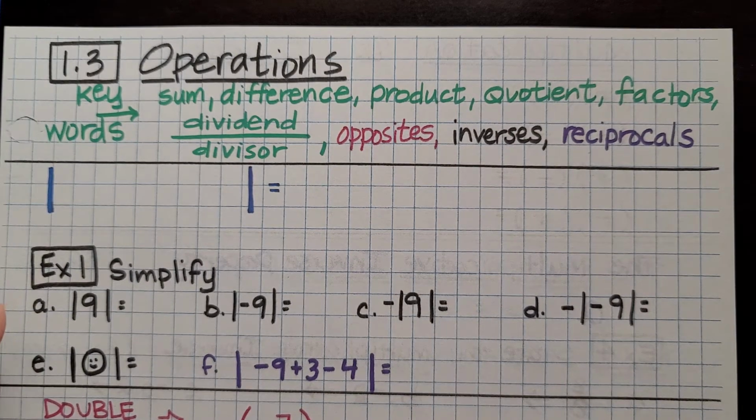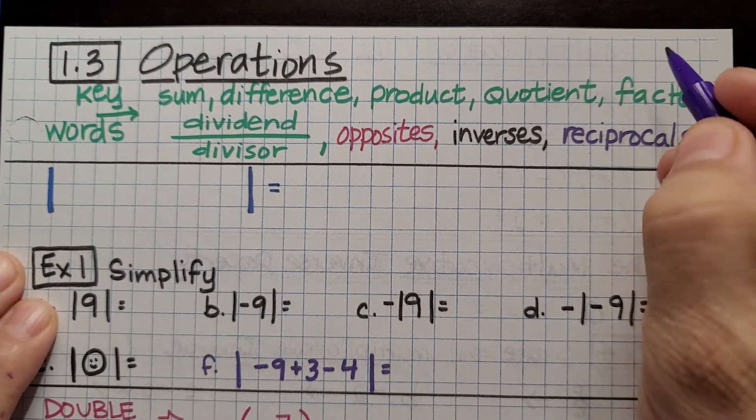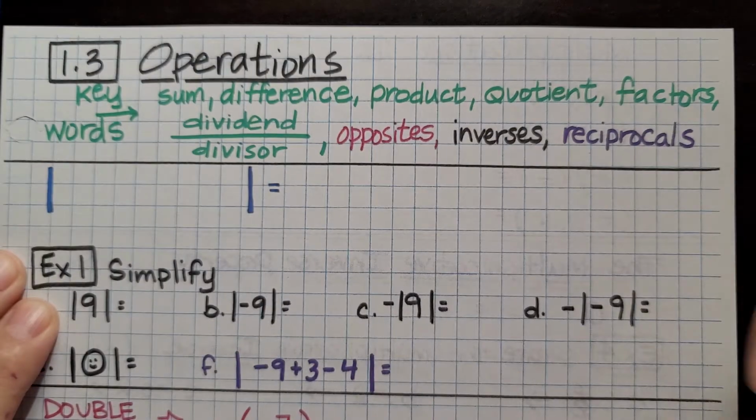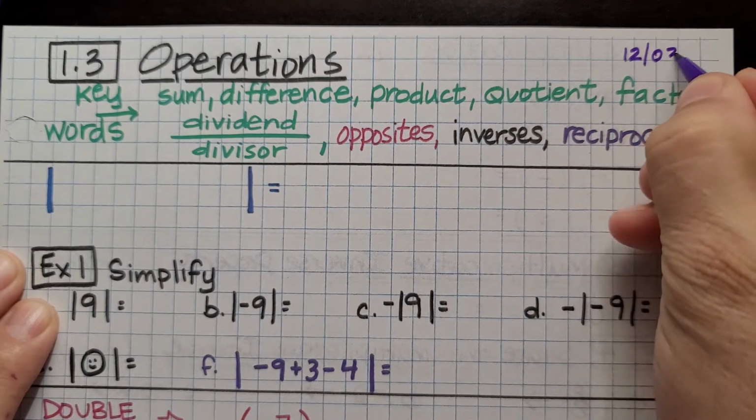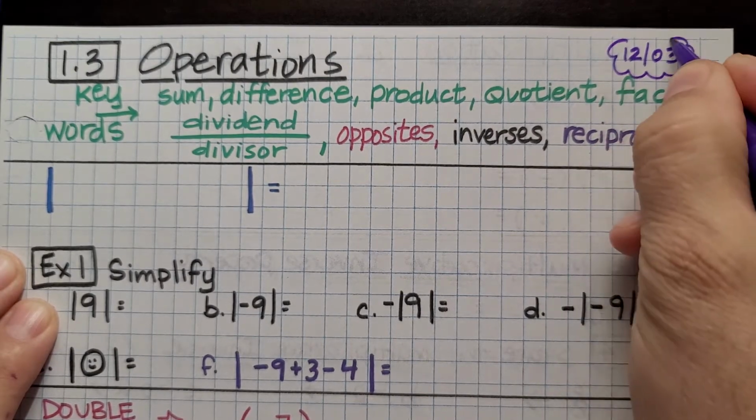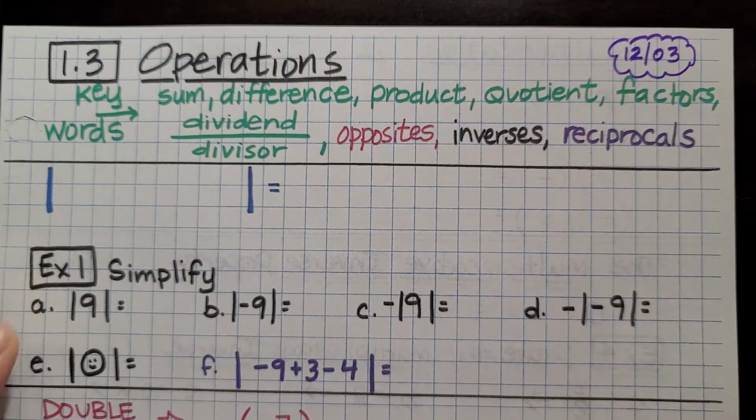Today's lesson is 1.3, operations, and that's operations on the real numbers. I hope everyone is doing well today. This is a very straightforward and basic lesson.